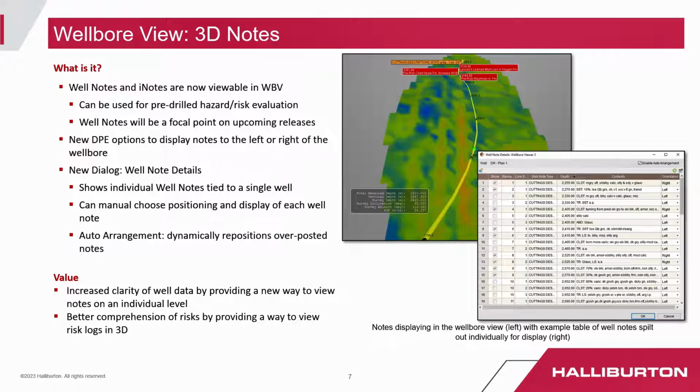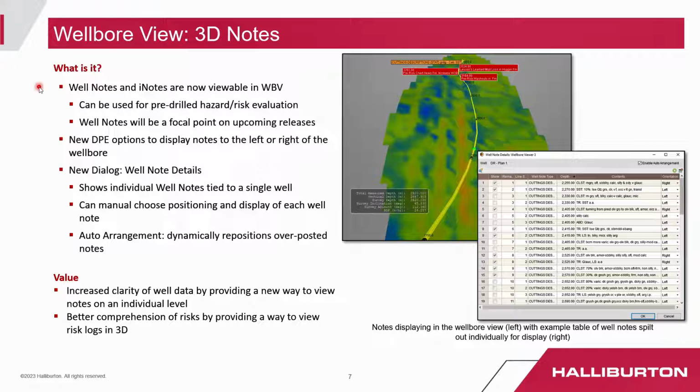Let's now have a look at some of the changes we made to viewing notes in 3 dimensions. There are 2 types of notes in DSG. The first one is called interpretation notes, which float in X, Y, Z space. The other is called well notes, which, as the name implies, are tied to an individual well at a given measured depth.